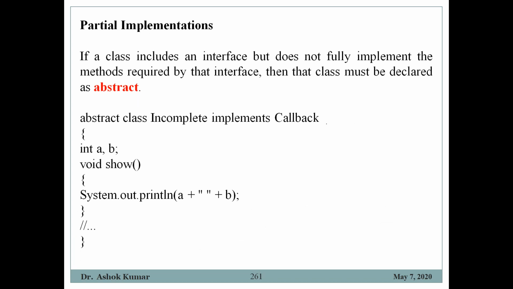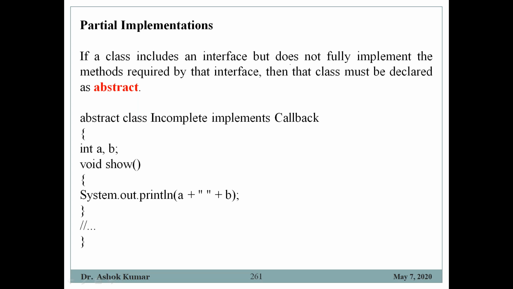Here is another example on interfaces. It's not mandatory to implement all the methods of the interface in a class that is implementing it. You can partially implement the interface also, but in that case, if you want to implement the methods of the interface partially, you have to create a class of type abstract. Then only this is possible.